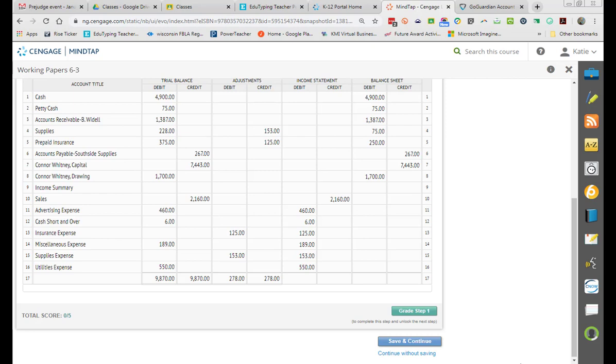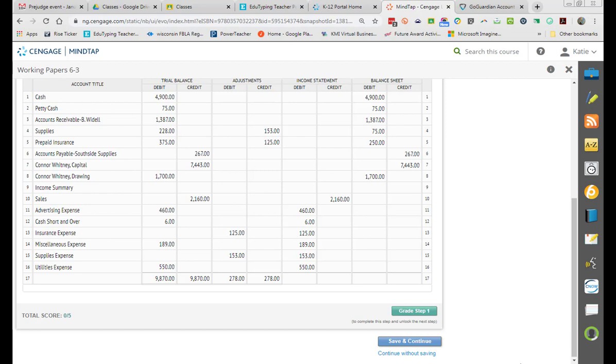Now, are our debits and credits going to equal? No. Remember, I told you they're not going to. The whole point of what we're doing right now is to get this income statement column to figure out, did we lose money or did we make money? What is my total revenue? $2,160, because there's only one revenue account.